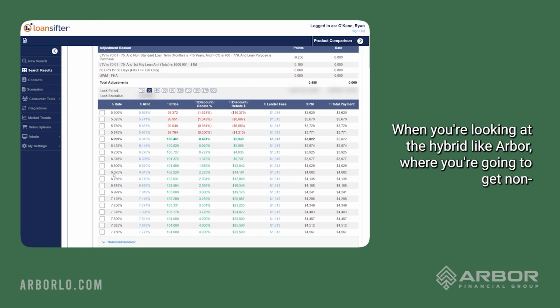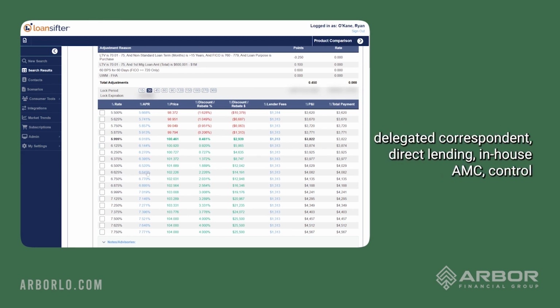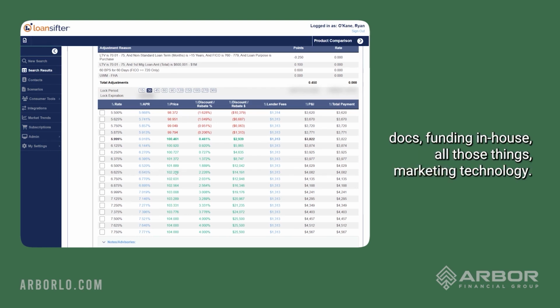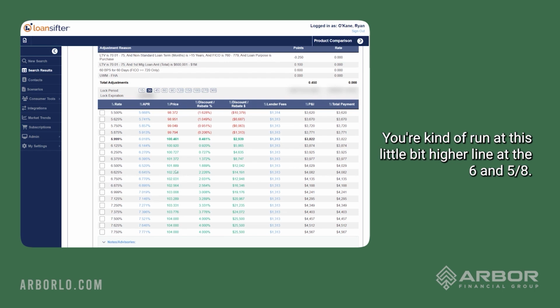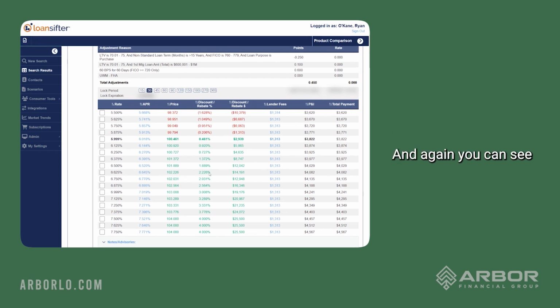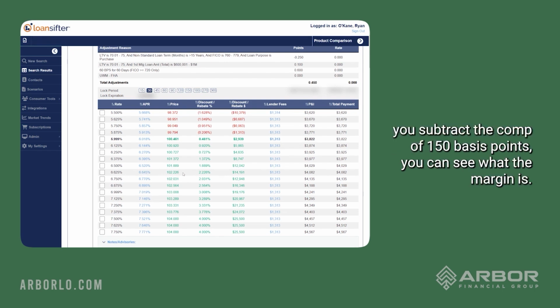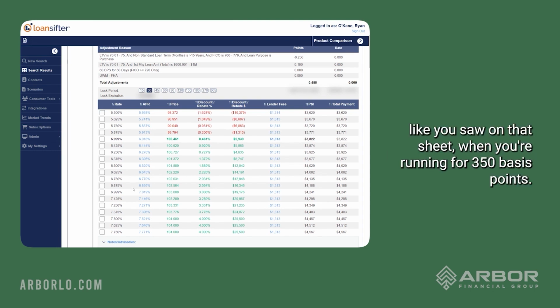When you're looking at the hybrid like Arbor, where you get non-delegated correspondent, direct lending, in-house AMC, control, docs, funding in-house, all those things, marketing, technology, you're running at a little bit higher line at the 6 5/8. And again, you can see, you subtract the comp of 150 basis points, you can see what the margin is.